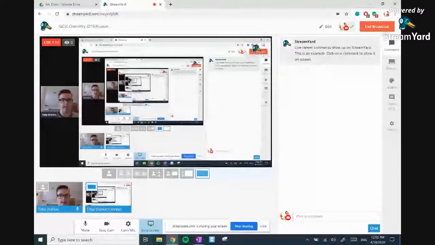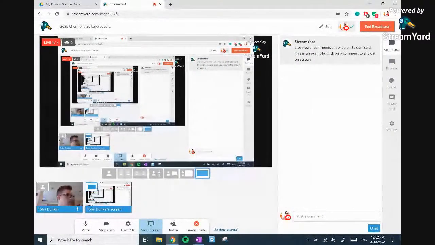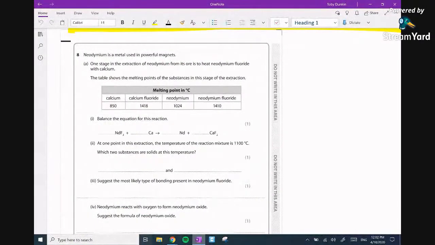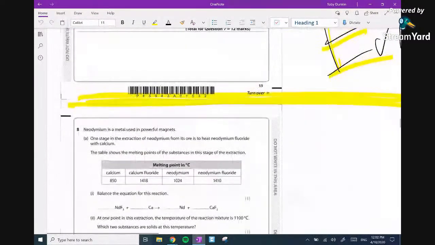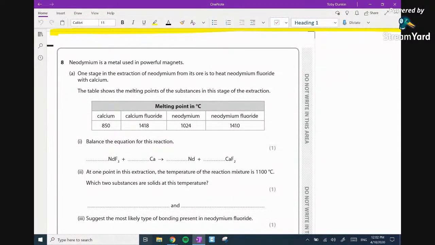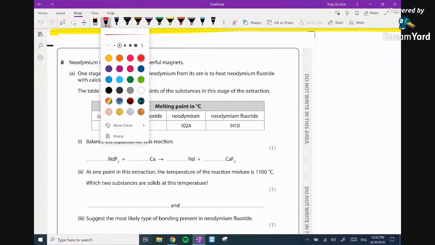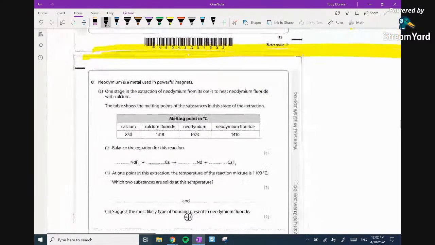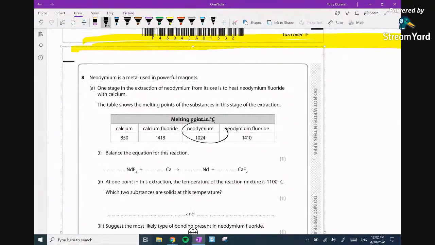So let's go for that one, hide share, and then go straight to here. Okay, so this is where we left off. We finished part 1, looking at an empirical formula, and now we're dropping straight into bonding, which is quite nice. Now this question for me is relatively famous. I remember this paper being done. The reason being because neodymium made an appearance. It says neodymium is a metal used in powerful magnets. One stage in the extraction of neodymium from its ore is to heat neodymium fluoride with calcium. Right, so what that tells us is that calcium is more reactive than neodymium.